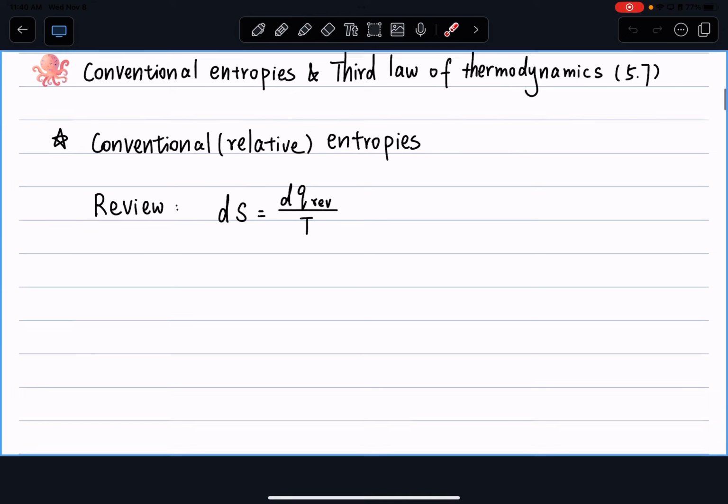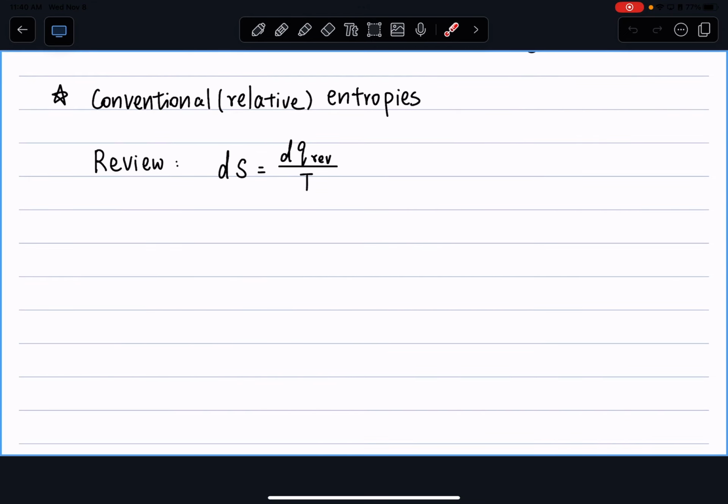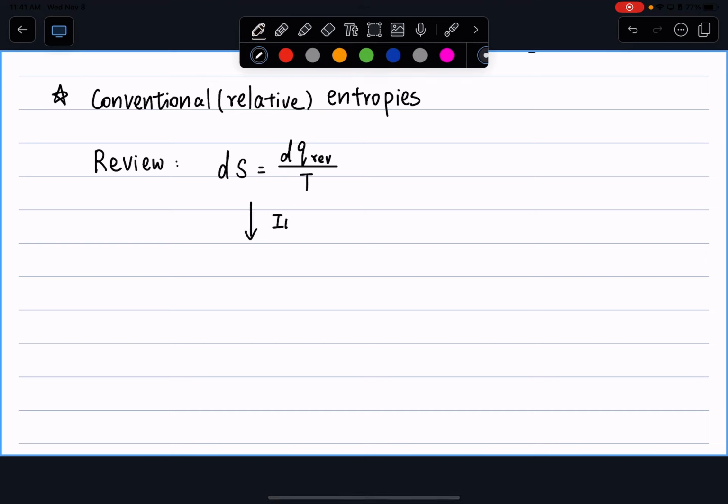Or the way to think about it is, when we say conventional entropy, or the entropy you will read from the thermodynamic table, what we're effectively saying is these are relative entropies. All right, so going back to the definition of entropy, you have dS equals dq reversible over T. So taking the integration on both ends, what we will have is S, or delta S, equals the integral of 1 over T dq reversible.